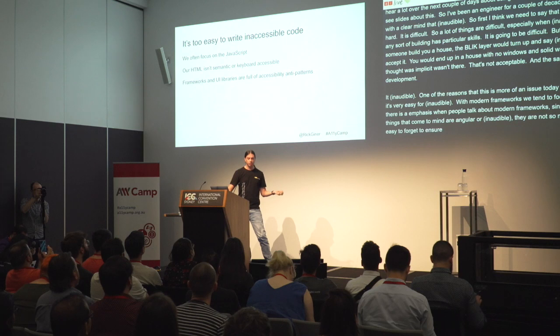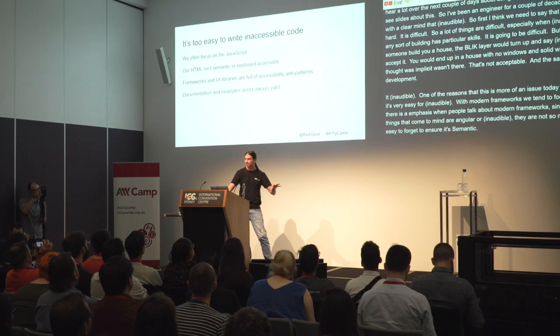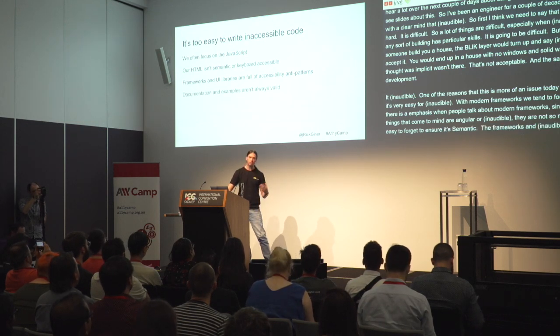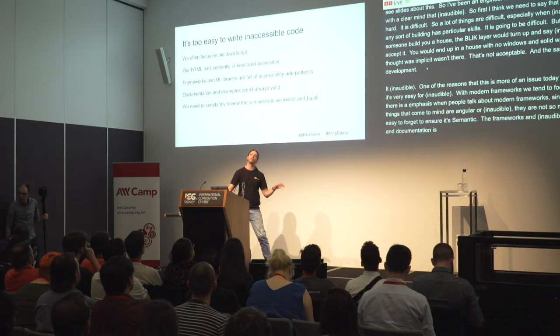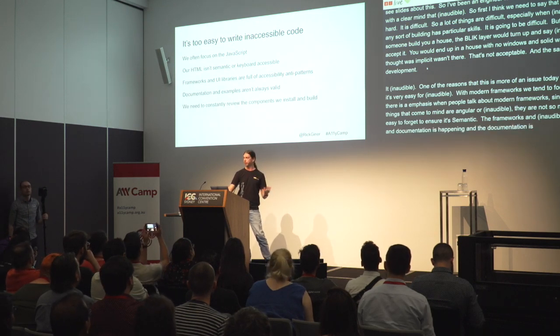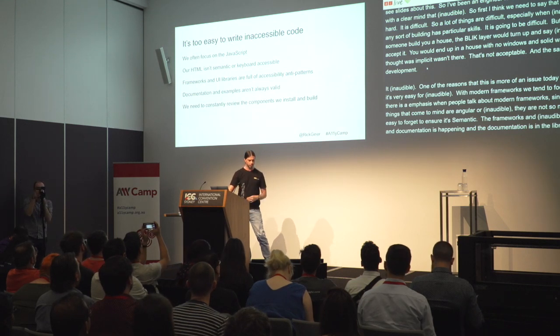The frameworks and the UI libraries that we use are full of accessibility anti-patterns, so that really doesn't help matters, and the documentation is often adding to the confusion. Poor documentation, bad patterns in the libraries, it all contributes to poor accessibility. So we need to constantly be reviewing the components that we're installing that other people have written, and those that we're writing ourselves we need to be very vigilant on as well.